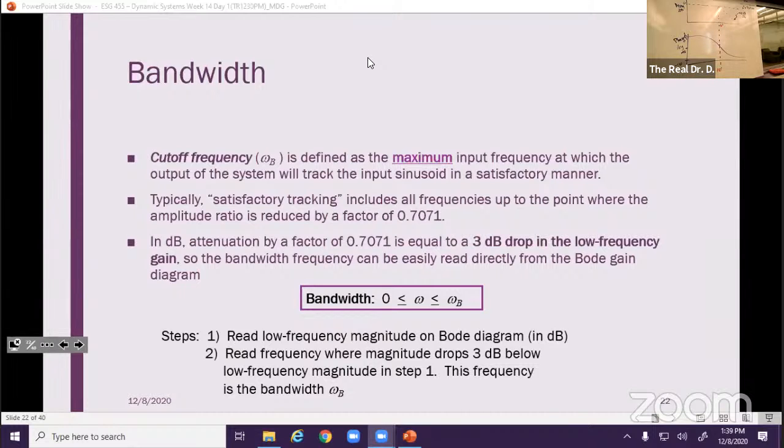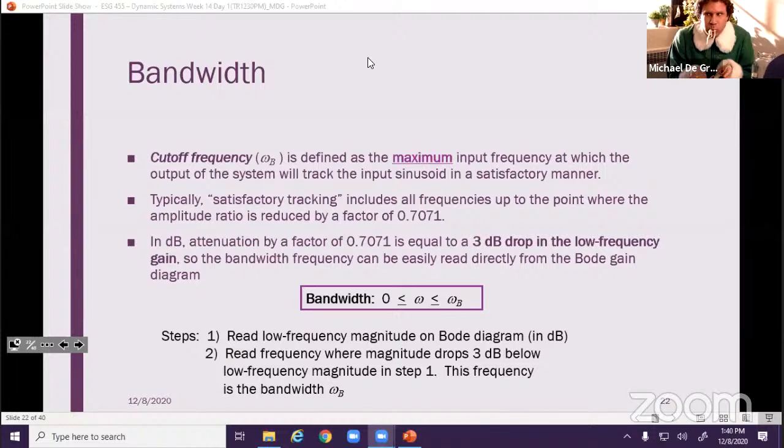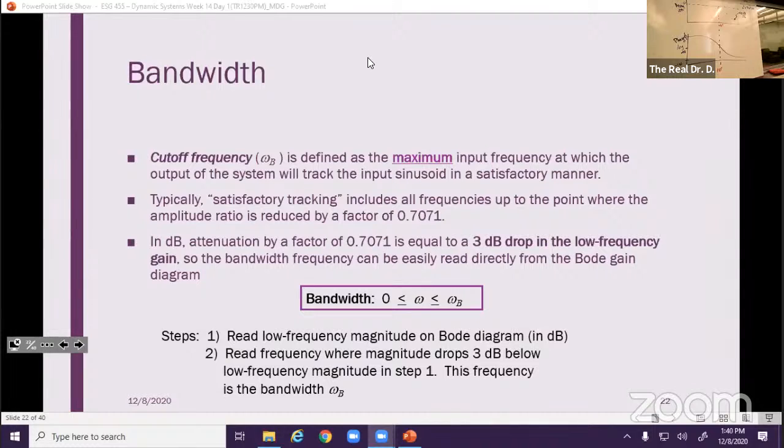There's 2 steps. The first is read the low frequency magnitude on the Bode diagram, right? So at low frequency, read off whatever low frequency is. And step 2, subtract 3 dB from that, draw a line, see where that intersects your Bode diagram. All the frequencies from the starting point to the cutoff frequency make up the bandwidth, right? Because notice, bandwidth is a range of frequencies.